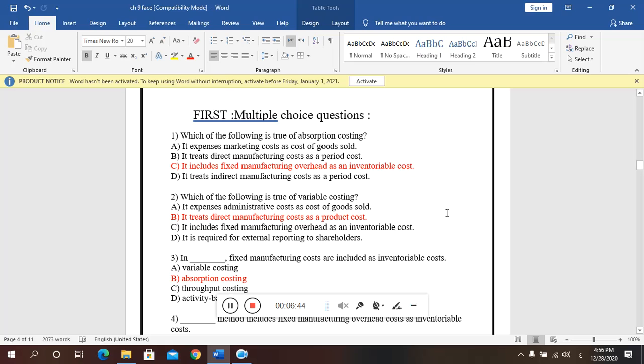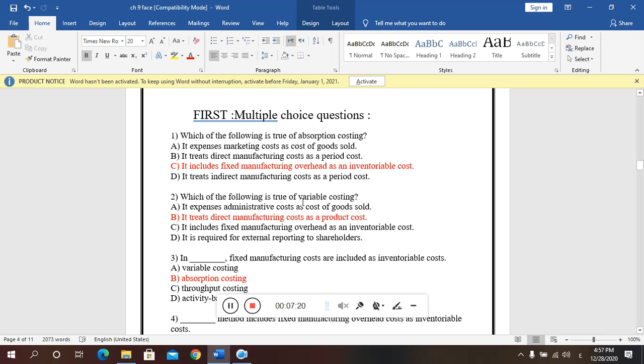Which of the following is true of absorption costing? It expenses marketing costs as a cost of goods sold? No. It treats direct manufacturing cost as a period cost? No. Under absorption costing, it includes fixed manufacturing overhead as an inventoriable cost.